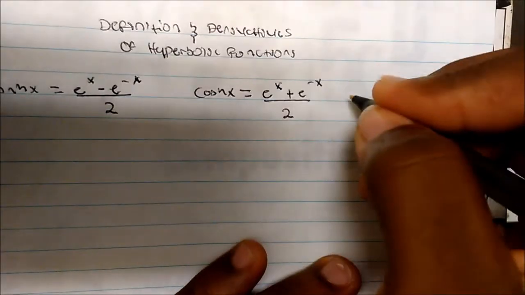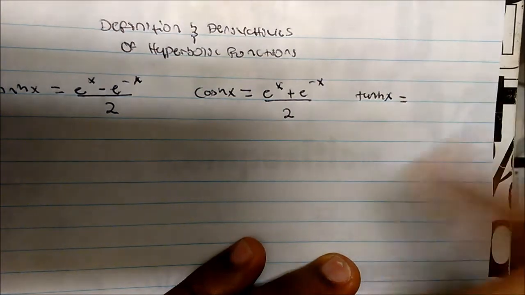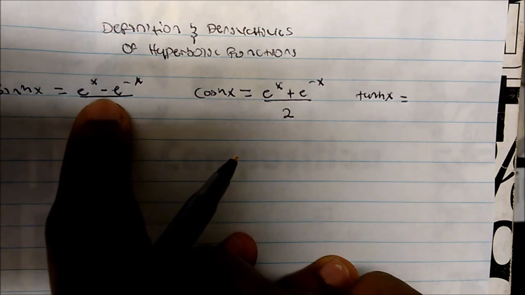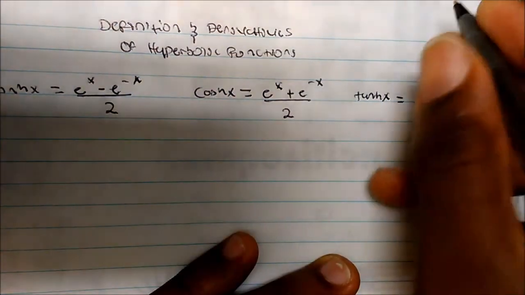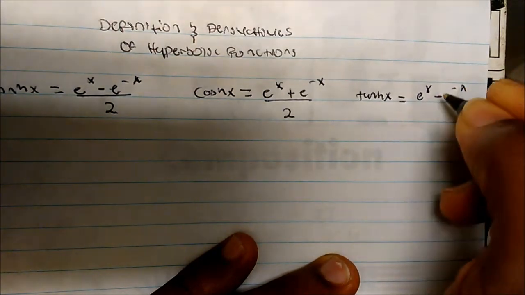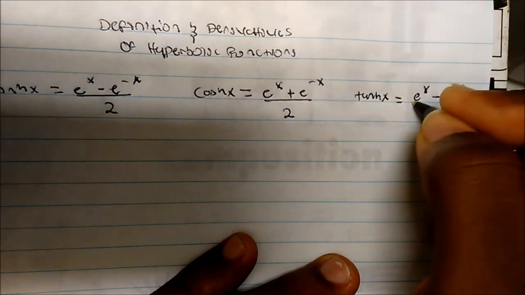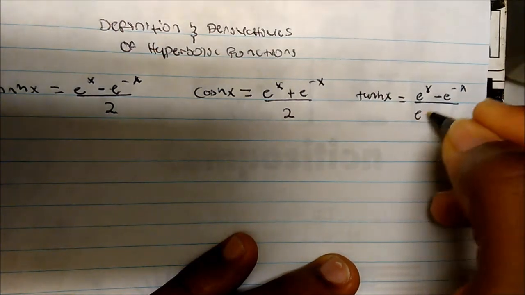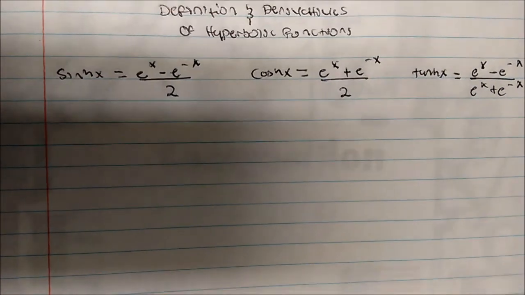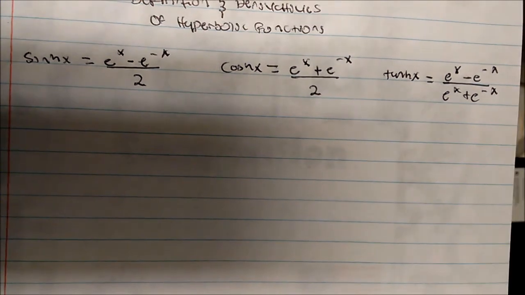And we define tangent hyperbolic of x to just be sine hyperbolic of x divided by cosine hyperbolic of x. And when we do that, you'll see that we'll lose our 2. So this becomes e to the x minus e to the negative x, divided by e to the x plus e to the negative x. So those are the important definitions that we need to know. I don't think your teacher will allow you to memorize any more apart from these three, which are the most important. So now let's talk about the derivatives, because this is what this video is really about.